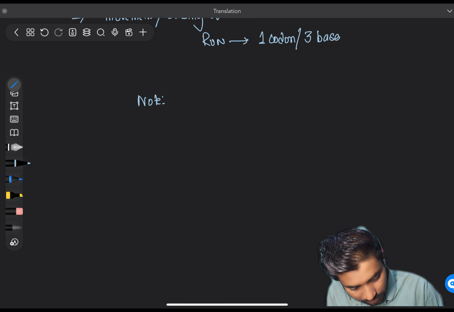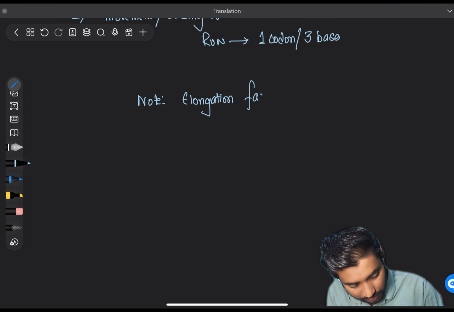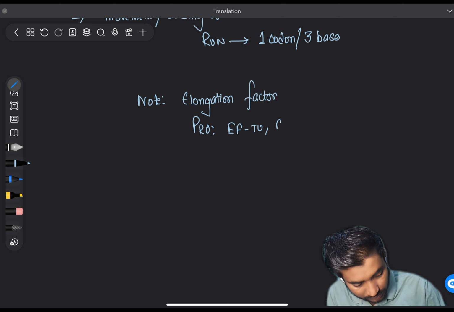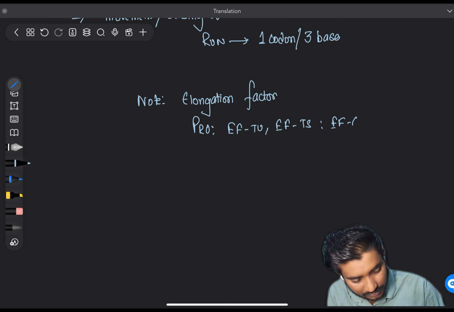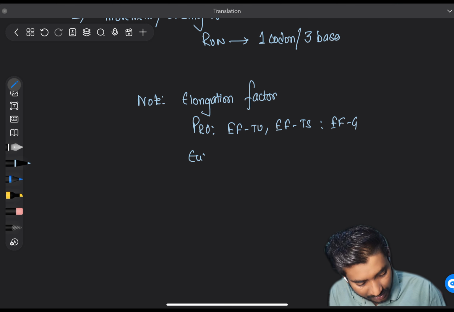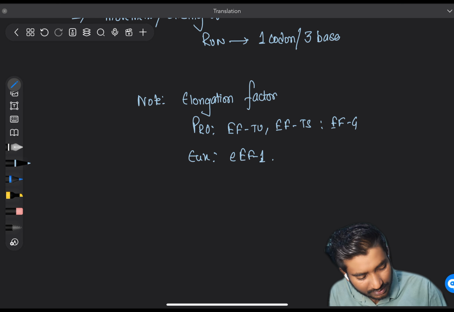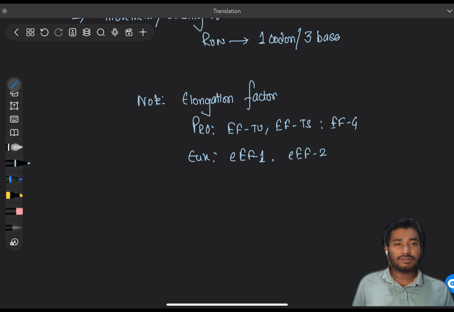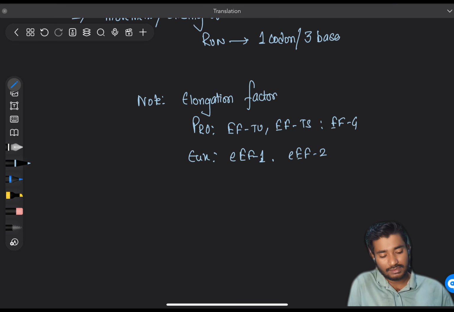Note, take it as a note, elongation factors. For eukaryotes, EF-Tu, EF-Ts and EF-G are the elongation factors. If the question becomes too hard then it will be asked, else it is not to be asked in the NEET.